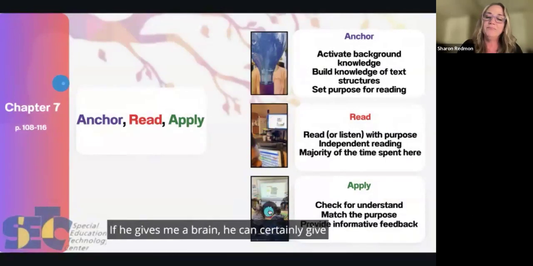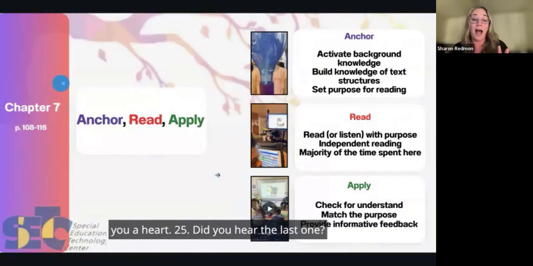We also, oh, I didn't pause them. Sorry. Pause. Thought I had done that. So anchor, read, apply, and gave some examples of how you want to anchor, some examples of how you read. This was an example of a second and third read, not the first read-through. And then applying: providing that purpose, providing informative feedback, being able to check for that understanding.